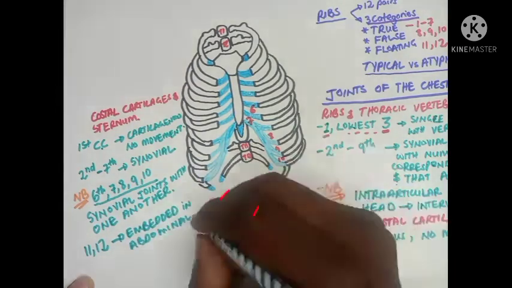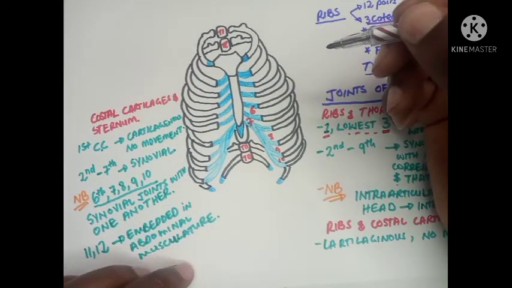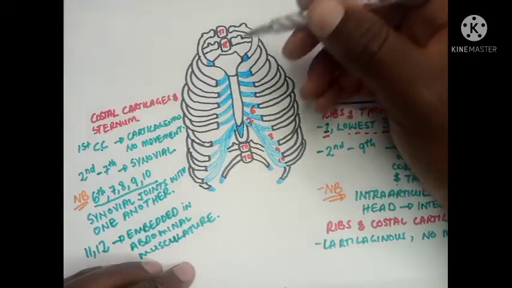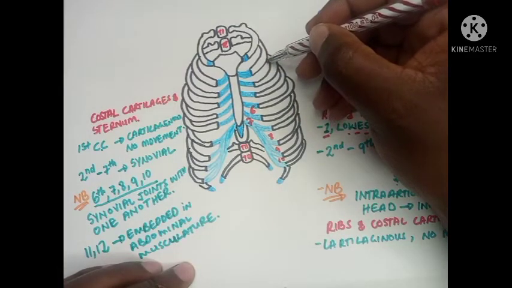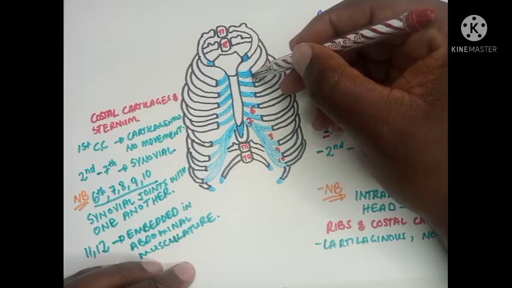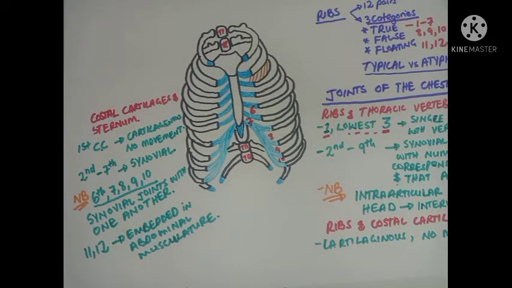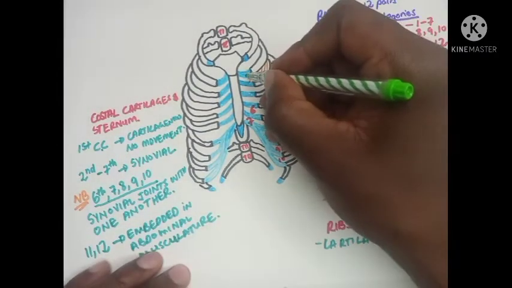Rib number 12 and number 11 are embedded in abdominal musculature, so they are free-floating ribs. So by now we are at a point of asking what exactly occupies the space in between ribs, which we call the intercostal spaces. This area is occupied by muscles called intercostal muscles, and we've got 3 types of intercostal muscles. The first one is called the external intercostal muscle, which has got fibers which originate from the lower border of the rib above and insert on the upper border of the lower rib.